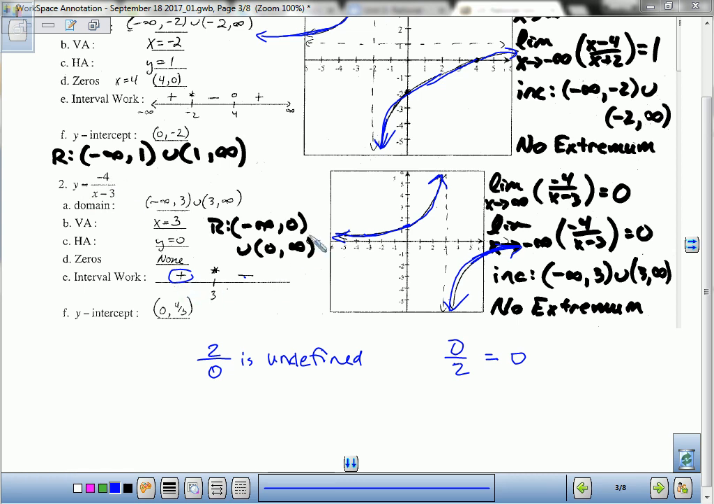Then we do our interval work. We know it's positive on this side of the vertical asymptote, and it's negative on this side. So how I would start graphing this, because I know it's positive over here, and I know it's approaching 0 at this end, because that's what it does with those horizontal asymptotes. They become our end behavior, right? So I know it's got to be going this way, and as I go this way, it's going to go up and right along the vertical.